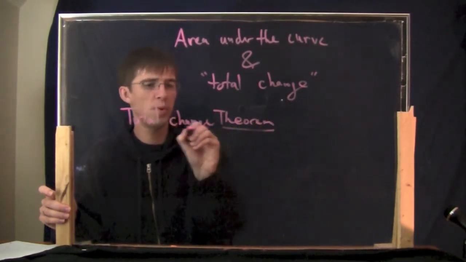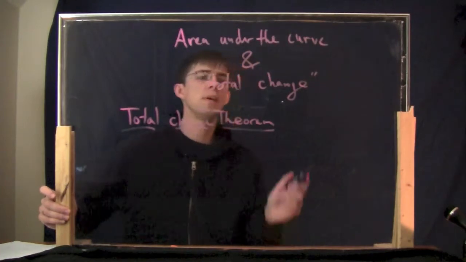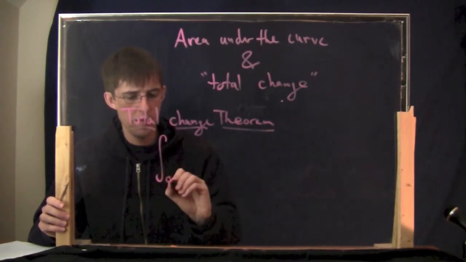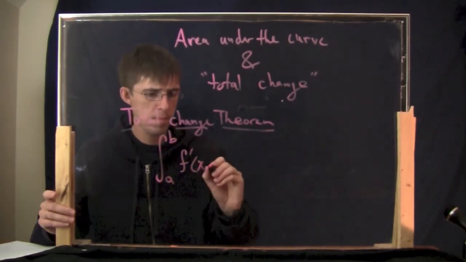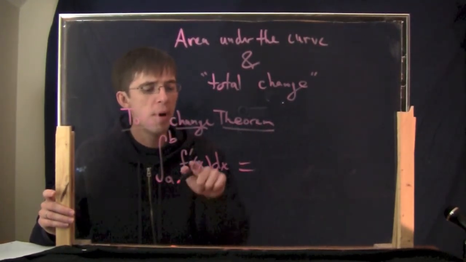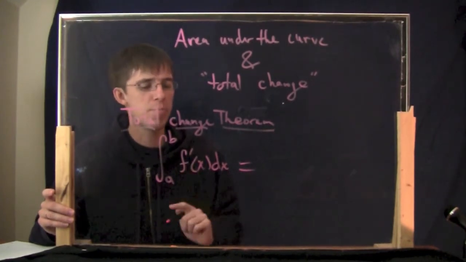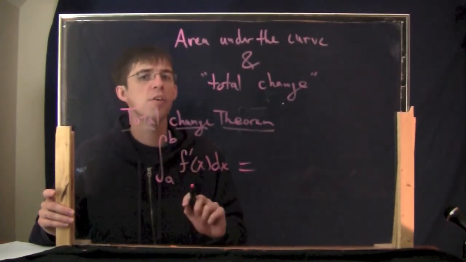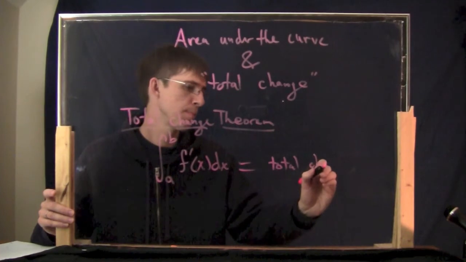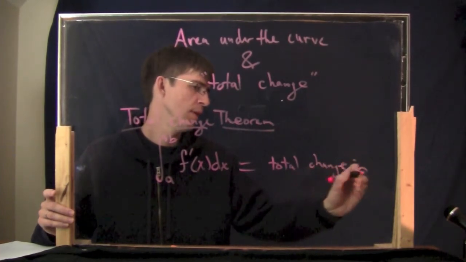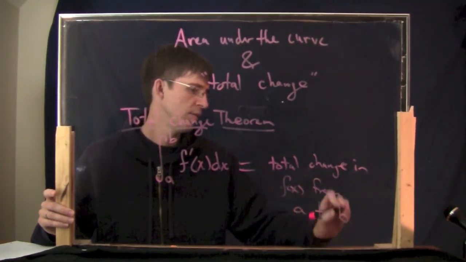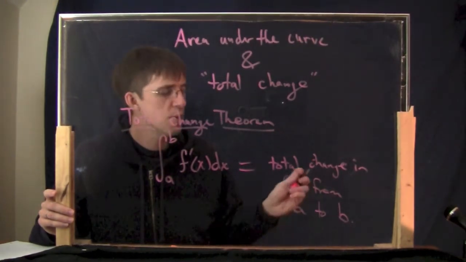This is the relationship between the area under the curve of something and this thing called total change, which I'll say what that means. Anyway, the theorem says this. The area under the curve, this is the definite integral, but look at this prime here. If you're taking the area under the curve of the derivative of something, this is equal to the total change in f of x from a to b. The total change in the original function.